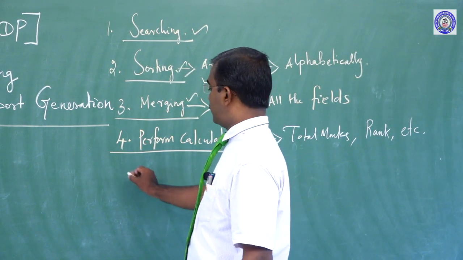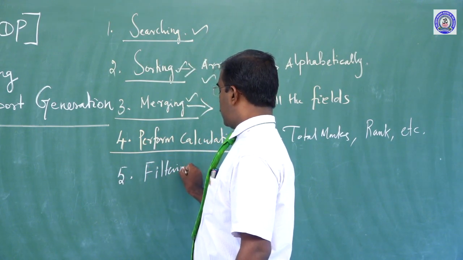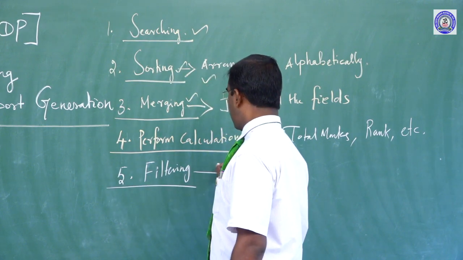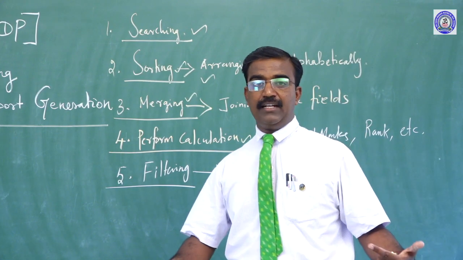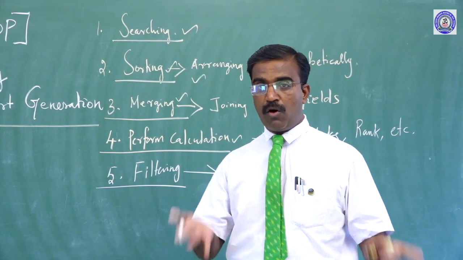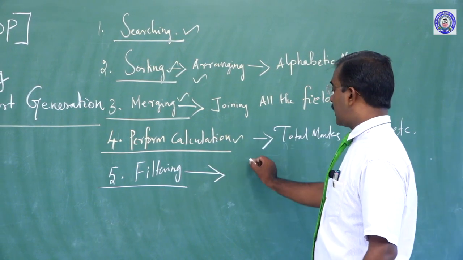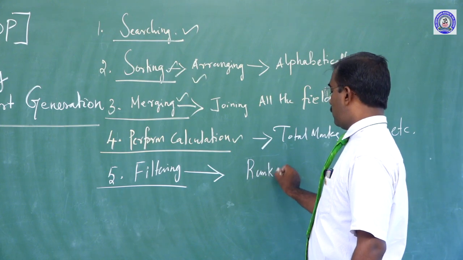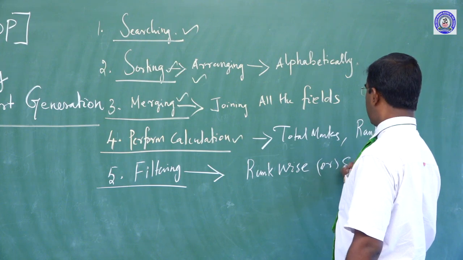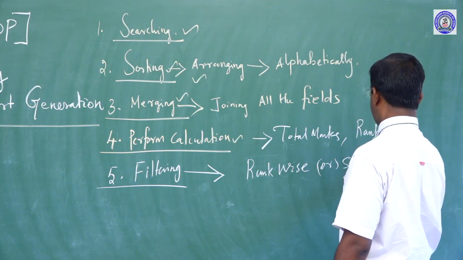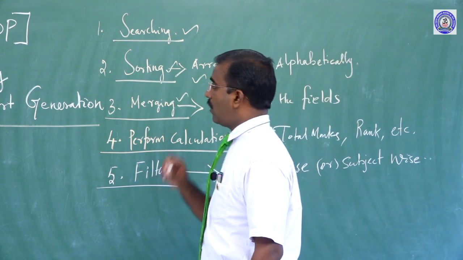The fifth one is filtering. Filtering is nothing but, based on our criteria and conditions, what we are thinking, what performance we want, we do filtering by that query. So rank wise or subject wise, we do this.